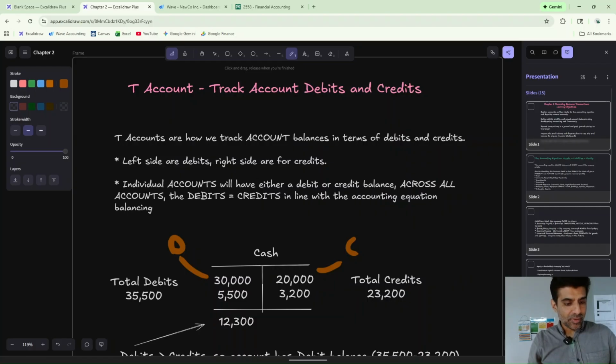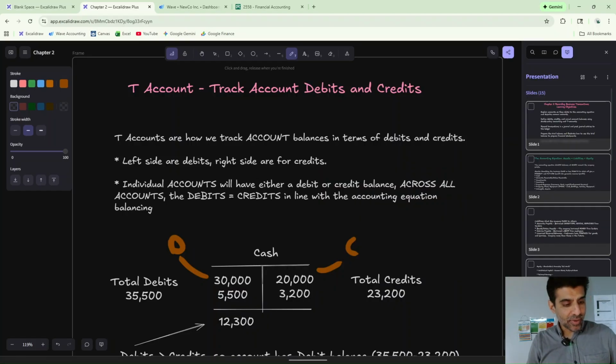You can see here that this is the debit side and this is the credit side. These numbers are coming from different transactions. Maybe this $30,000 debit came from issuance of stock: your company issued stock and got $30,000 of cash. Maybe this $20,000 is a purchase where you bought some equipment, so your cash went out. These numbers come from transactions, and they're either a debit to cash or a credit to cash. And at the end of our period, we're going to have some balance in cash.